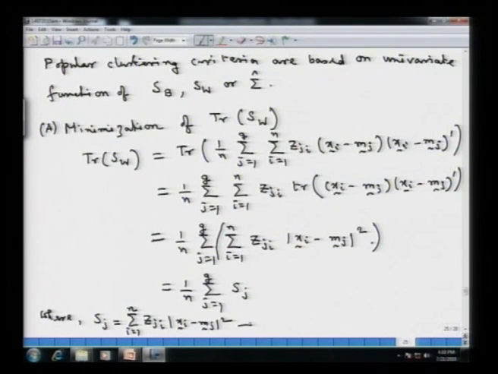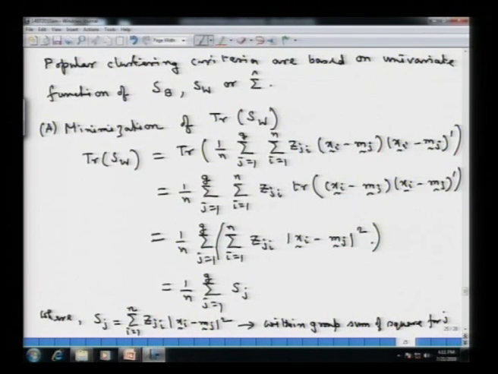Now, what is this quantity? If you look carefully at this particular quantity, there are going to be n_j terms for which this z_ji will be equal to 1. For the rest of the n minus n_j terms, this z_ji is equal to 0. So, corresponding to those, what we are doing is looking at the vector x_i and then looking at its deviation from its mean. So, this basically is giving us the within group sum of squares for cluster j.